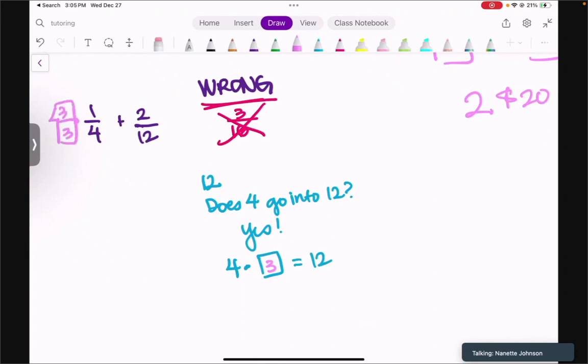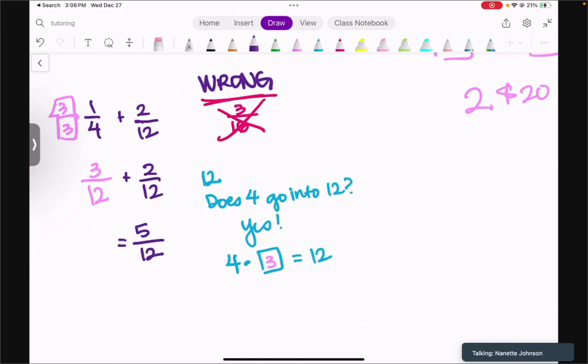And you remember from multiplication land that we're just going to multiply across. So 3 times 1, that's 3. 3 times 4, that's 12. And I'm very excited right now because now I have a common denominator. And because I have a common denominator, that means my denominator stays the same. And I just add across the top, so my answer is 5 over 12. Okay. So some of you are pretty good at figuring out what your common denominator is.